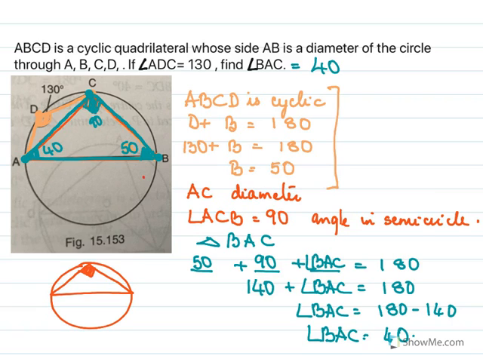So we use three properties here. First we use the cyclic property: opposite angles are 180. Then we use angles in a semicircle: 90. And here we use the angle sum property.